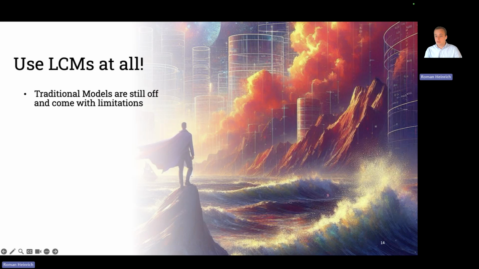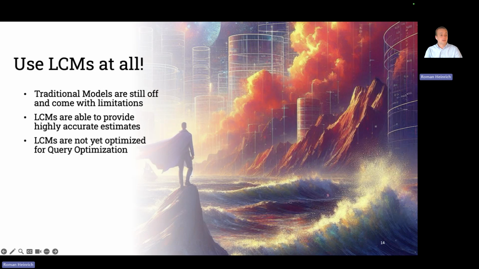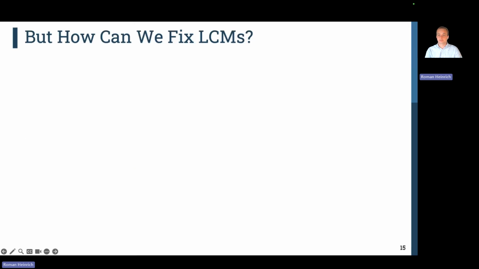Why? First of all, traditional models still come with certain limitations that we already discussed in the beginning of this talk. Next, learned cost models are able to provide highly accurate estimates that are useful across a broad variety of tasks and not only query optimization. Finally, learned cost models are not yet optimized for query optimization. And this brings me to the question, how can we now actually fix learned cost models?